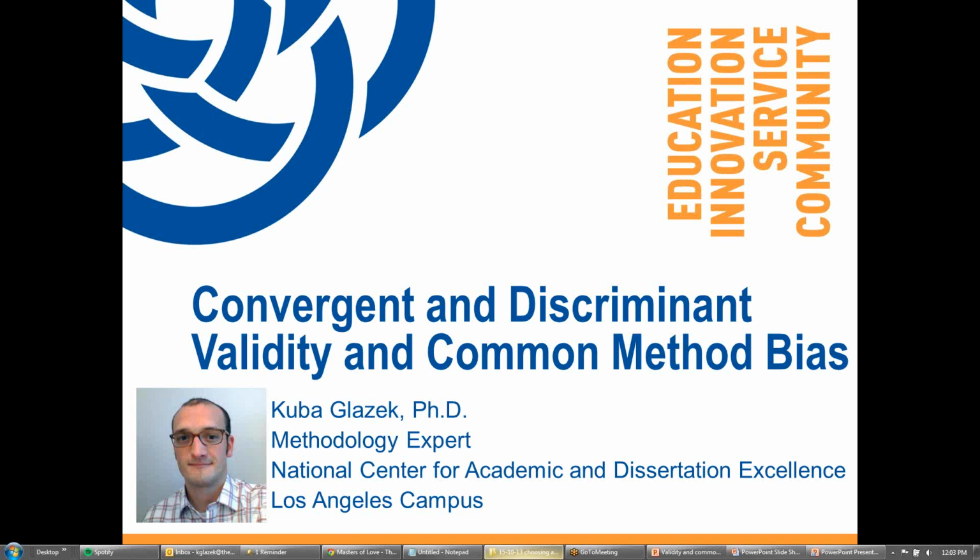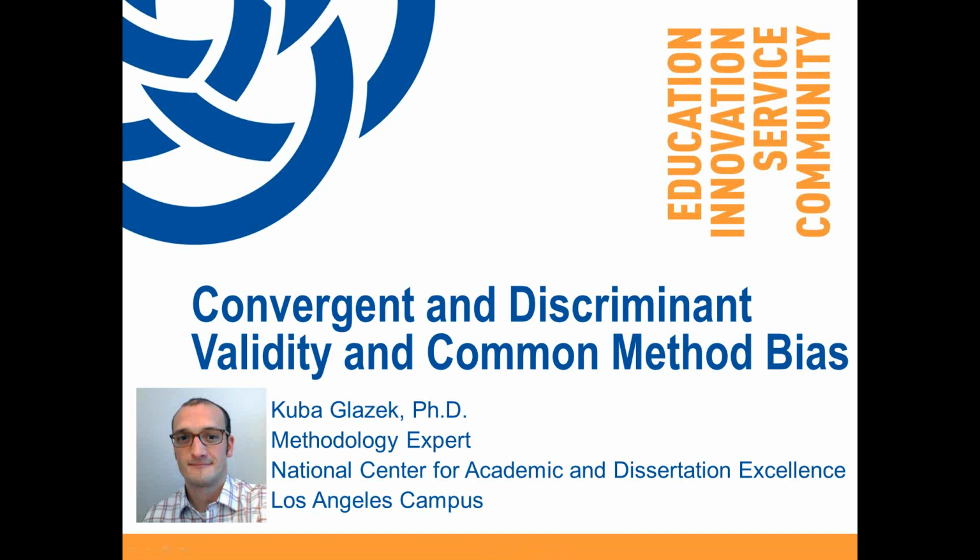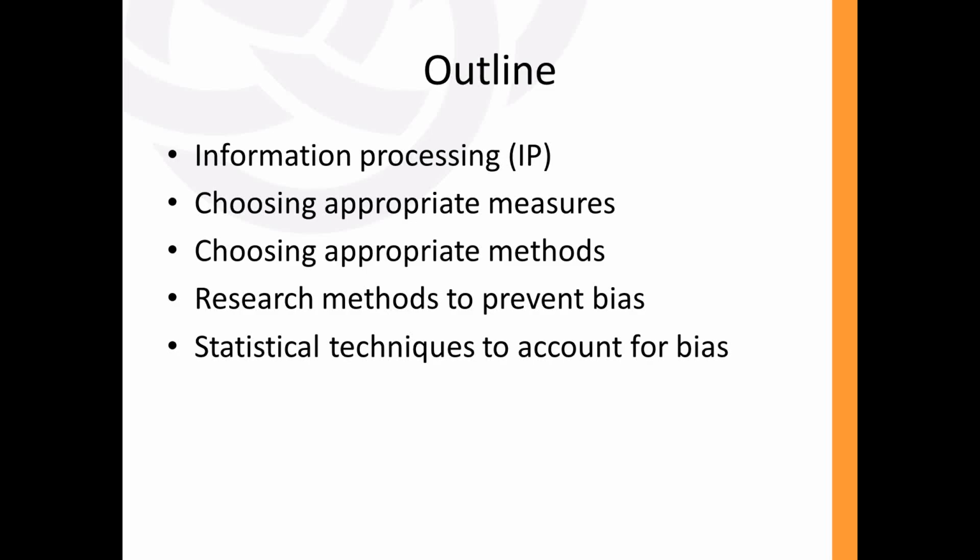As you can see, the title of this presentation is about convergent and discriminant validity and common method bias. These are essentially dealing with how to counteract any sort of unwanted effects in your data to actually see the effects for what they are. And here's a brief outline.